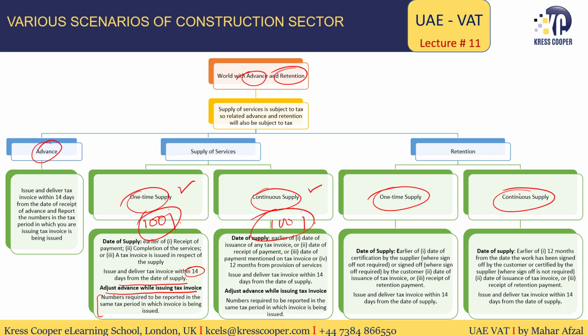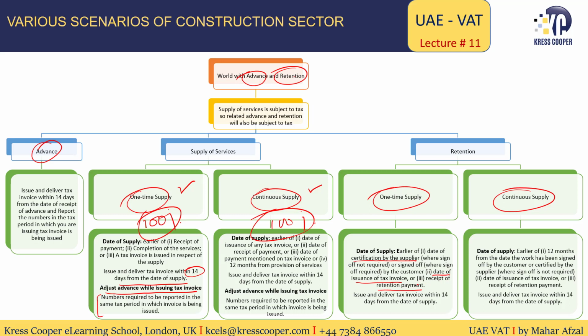So it depends on whether this is a one-time supply or a continuous supply against which the amount is being retained by the customer. If this is a one-time supply, again it depends on whether the project being carried out by the contractor requires a sign off by the customer, or whether only certification by the supplier is sufficient to consider that the work has been done and services have been provided. It varies from contract to contract. If the contract requires that the sign off is not required, only certification by the supplier is sufficient, then the date of supply will be the earlier of the certification by the supplier, the date of issuance of tax invoice, or the date of receipt of retention payment.